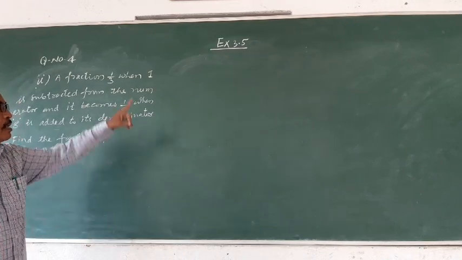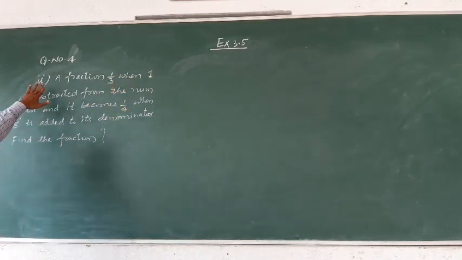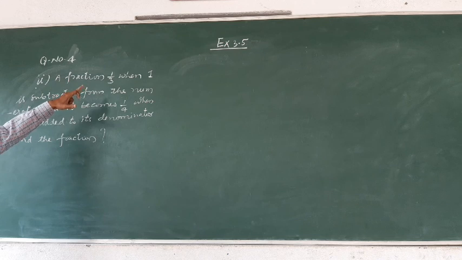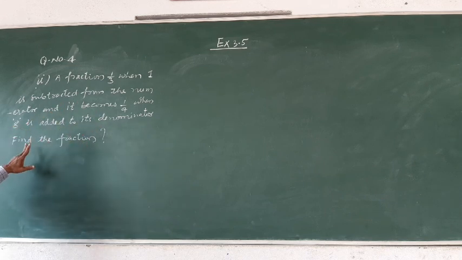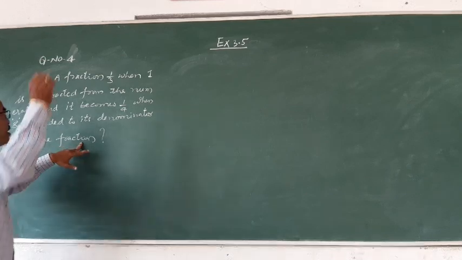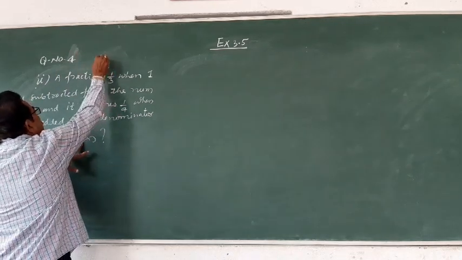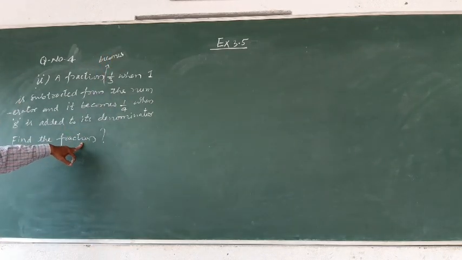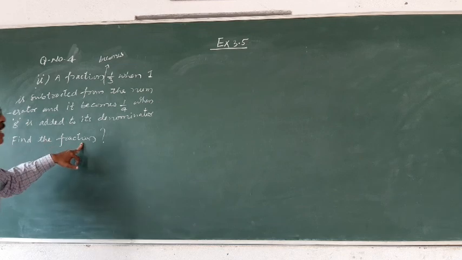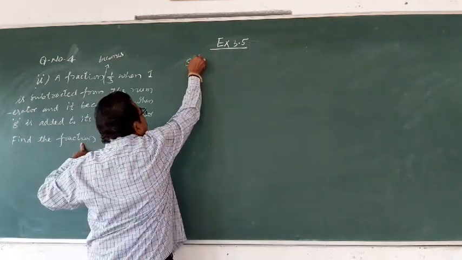See, exercise 3.5, second verbal problem. I will read. A fraction becomes 1 by 3 when 1 is subtracted from the numerator, and it becomes 1 by 4 when 8 is added to its denominator. Find the fraction. Solution.